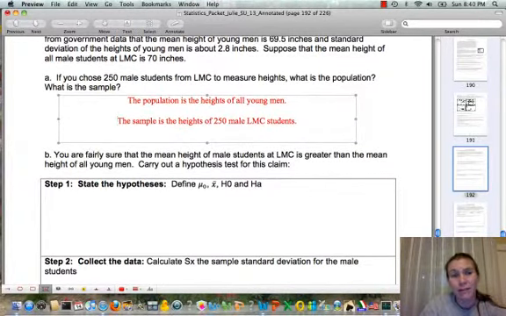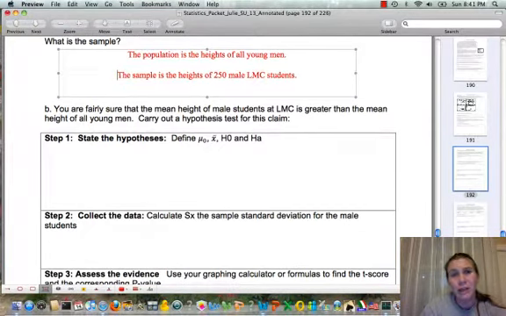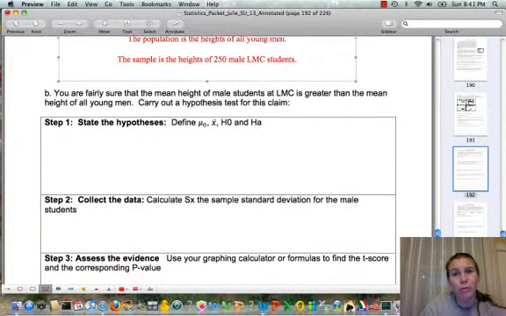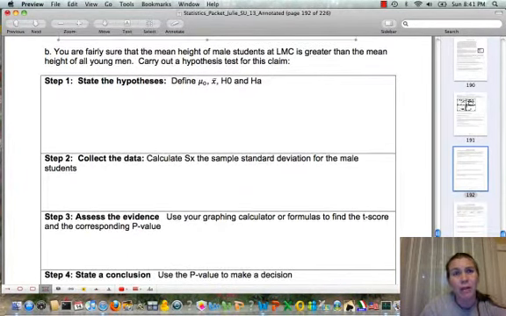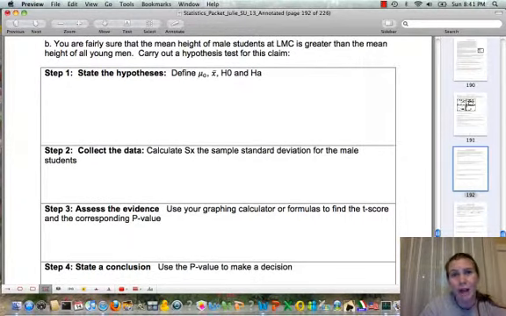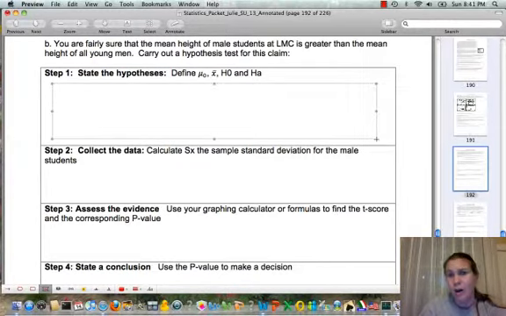Part B tells us you are fairly sure that the mean height of male LMC students is greater than the mean height of all young men. Carry out a hypothesis test for this claim. So we want to first define our mu sub 0, our x bar, and our null and alternative hypothesis.